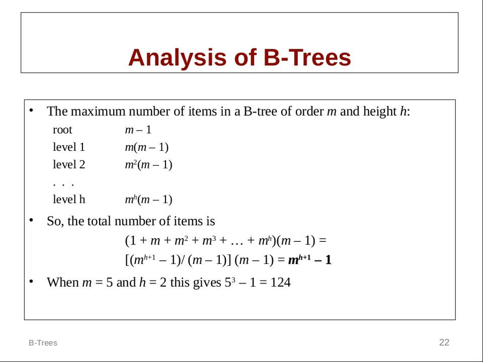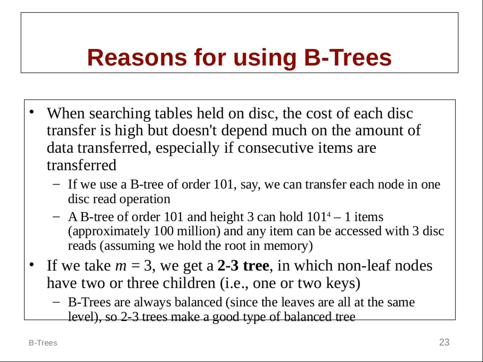All right, quick analysis. The maximum number of items in a B tree of order m and height h? Well, the root can have at most m-1. At level 1, keep in mind you can have m children, each of which can have at most m-1. So that's m times m-1. Of course, as you go down, you can keep having m children, each having m-1. So it's basically m to the h times m-1. So this means when m is 5 and your height is 2, you have about 124 elements that you can store.